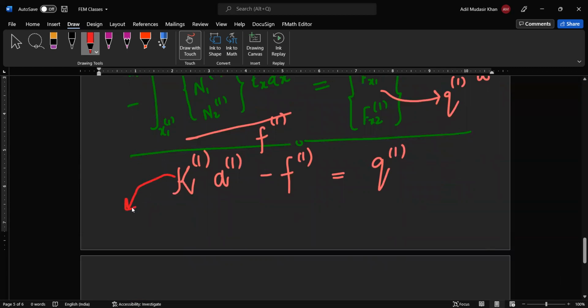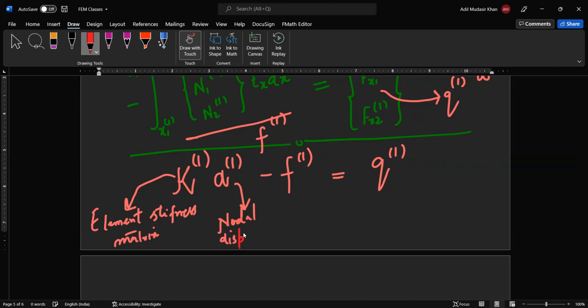If you are asked what this K is called, it is the element stiffness matrix. We know what it has: an integral of the derivative of the shape functions in multiplication with the nodal values of the displacement function. So this is very important. K we call the element stiffness matrix, and A is known as the nodal displacement vector or nodal displacement matrix.